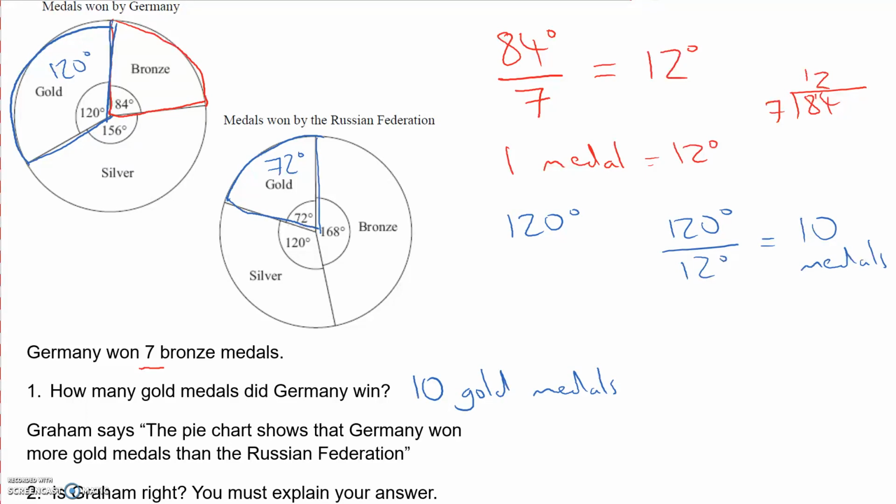But does that mean that it shows that we've got more gold medals in Germany than in Russia? No. Why not? Because we don't know what the total number of medals is. There's no information that tells us how many medals the Russian Federation won. So we could work out what fraction of the medals that the Russian Federation won were gold, but unless we know the total number or the number of golds they got, we've got no idea how many gold medals that translates to. So what could we put?